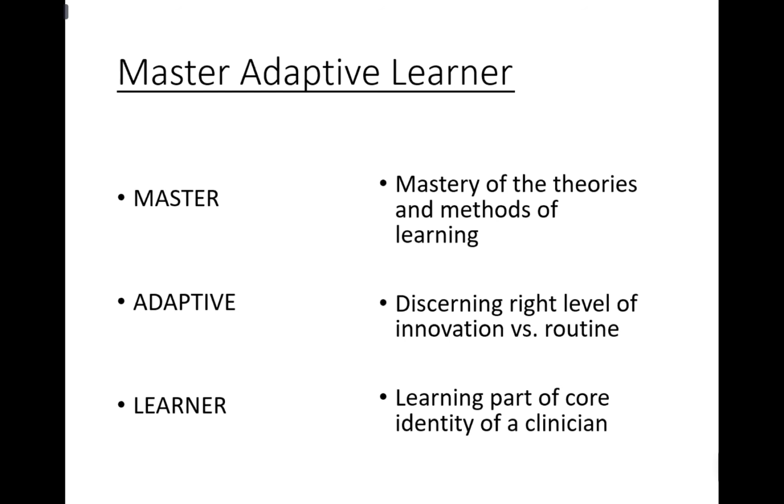Last time we talked about adaptive expertise, where we can innovate in the moment and discern exactly the right level of innovation versus routine care. And then finally, mastery. It's not good enough to just have these skills emerge. We need to be intentional, and we need to be able to set standards and say what it is to be a master adaptive learner, and we'll get into that as well.